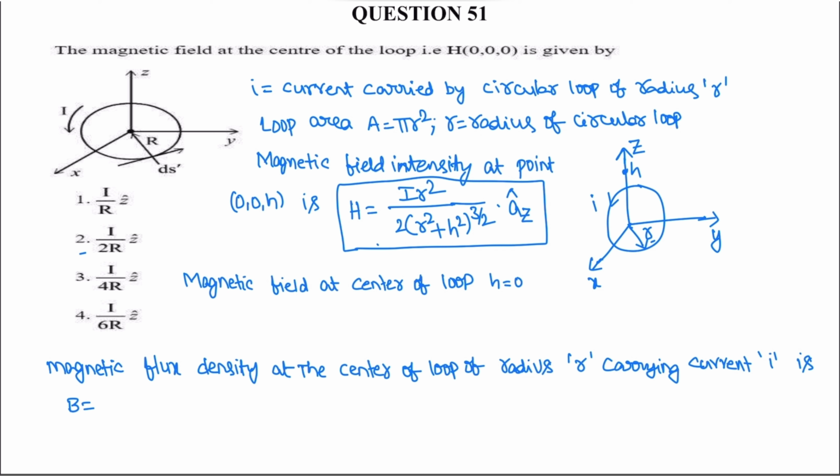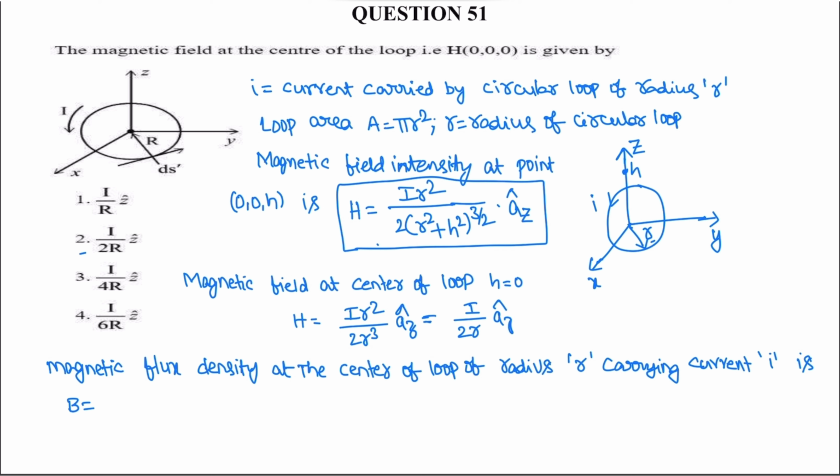So substituting h is equal to 0 in the magnetic field intensity equation, we obtain H is equal to I r square by (2 r square) whole power 3 by 2, that is 2 r cube, into az direction. So H is equal to I by 2r az cap.